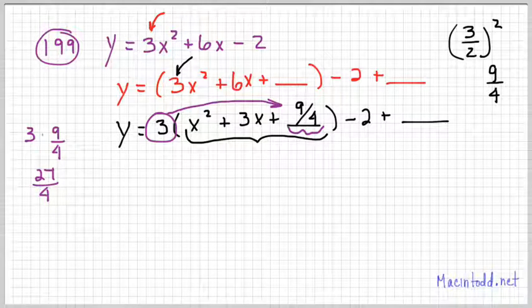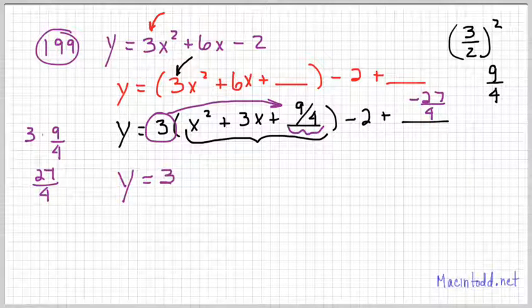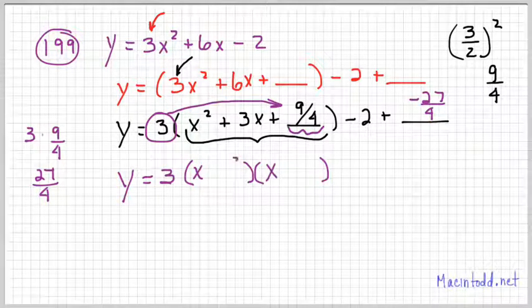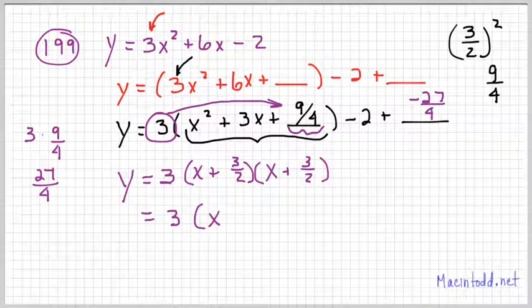That's what I've added to the equation, so now I have to subtract 27/4. So I've essentially added nothing to this problem. Now I've got a perfect square. I leave my 3, but this quadratic is now factorable: x and 3 over 2, 3 over 2, they both have to be positive. There's my perfect square. Okay, that's what I wanted.